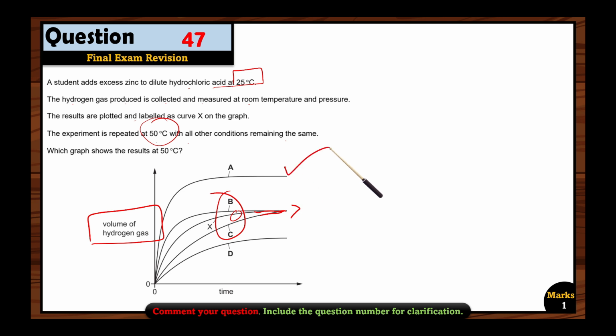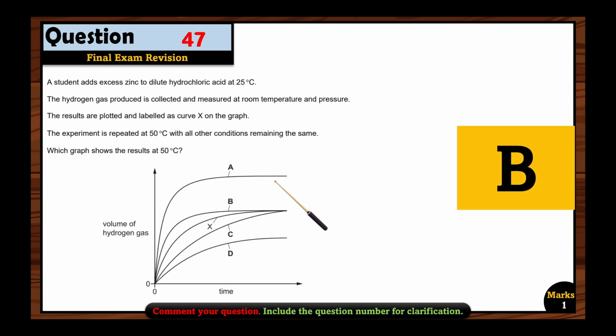Here the volume of the hydrogen gas is less, so it means it's wrong, okay? So now only option B or C can be right. But let's see which one. B is showing that the rate of reaction is higher. C is showing that the rate of reaction is lower than X. But we have used a higher temperature. It means the high temperature will have a higher rate of reaction, right? So option B is the right option, because the rate of reaction is more as compared to that of X. Okay, so option B is the right option.